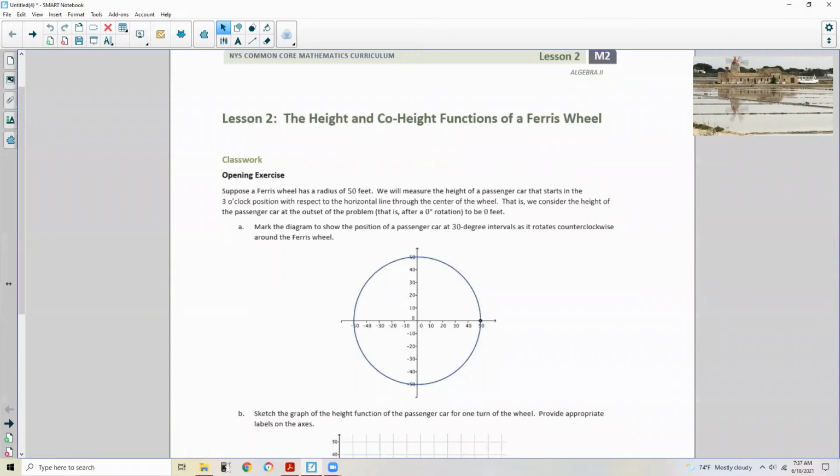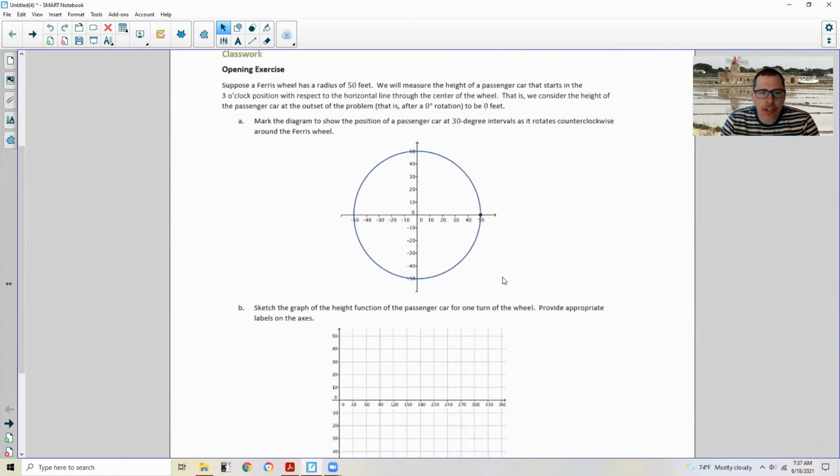Okay, lesson 2, the height and cohight functions of a Ferris wheel. Classwork opening exercise. Suppose a Ferris wheel has a radius of 50 feet. All right, so they've graphed it here for us. Here's a circle centered at 0, radius 50 feet, 50 feet, 50 feet, 50 feet. We will measure the height of a passenger car that starts in the 3 o'clock position. They've already put a dot there, 3 o'clock. With respect to the horizontal line through the center of the wheel, which happens to be our x-axis.